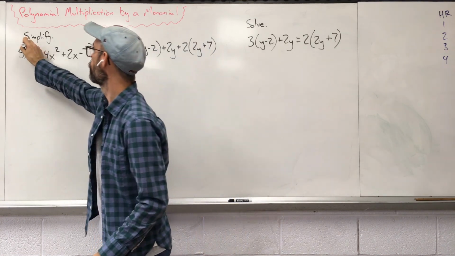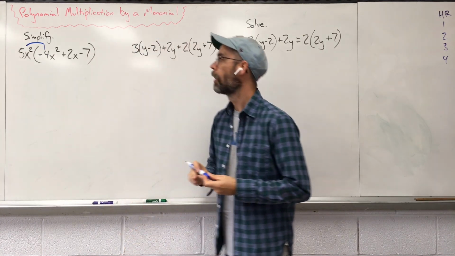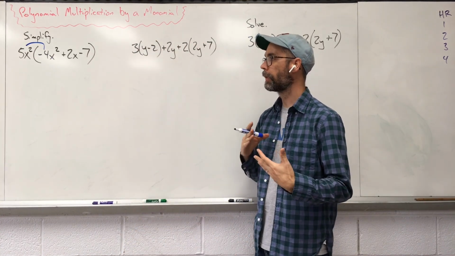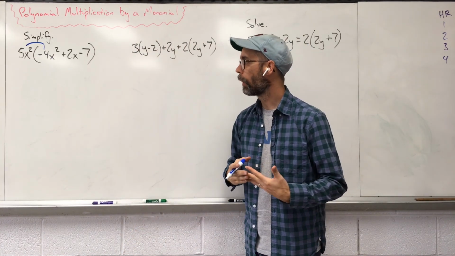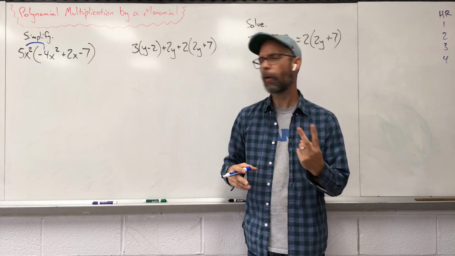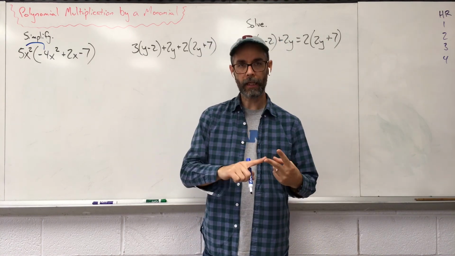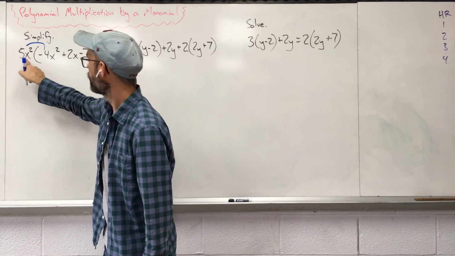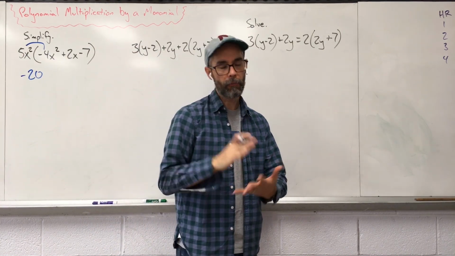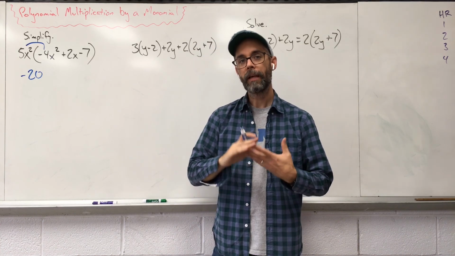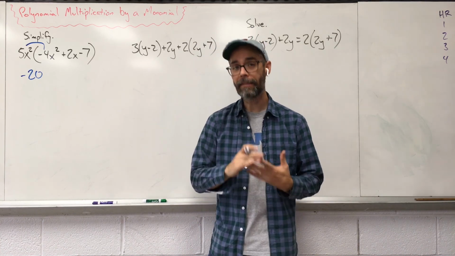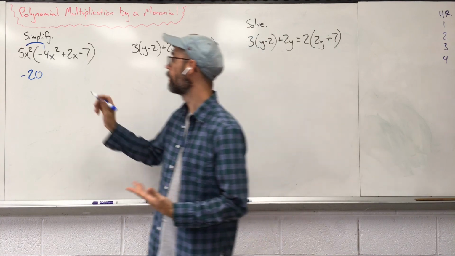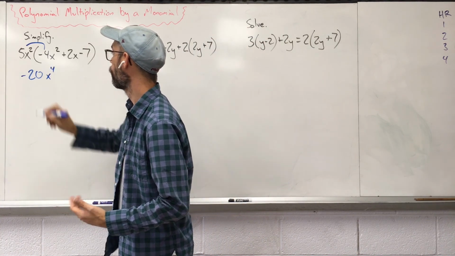So we distribute. Now, when I do this, I'm going to take this 5x squared. I'm going to take the negative 4x squared. And we're going to do it in two different parts. First, I'm going to say 5 and negative 4, giving us negative 20. Then I'm going to say x squared and x squared. Now, if you remember when we're dealing with exponents, if you have the same base, we have to add the exponents. So we're going to say 2 plus 2 is going to give us 4.